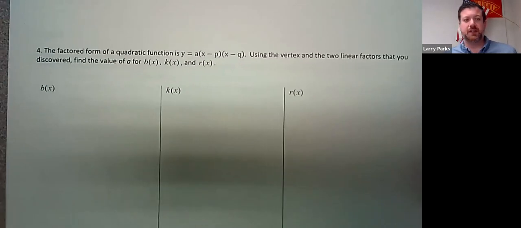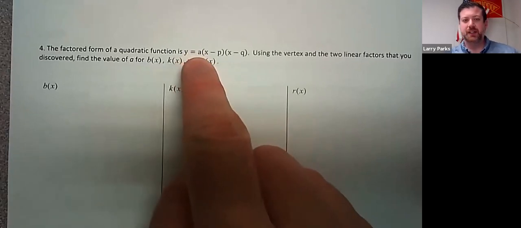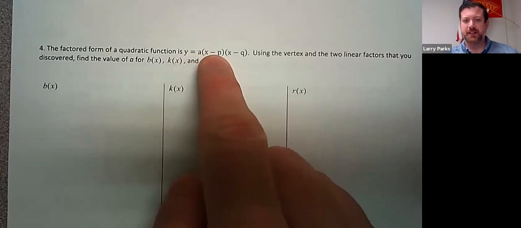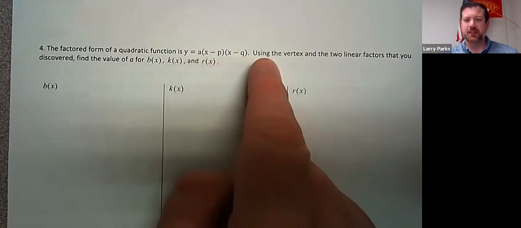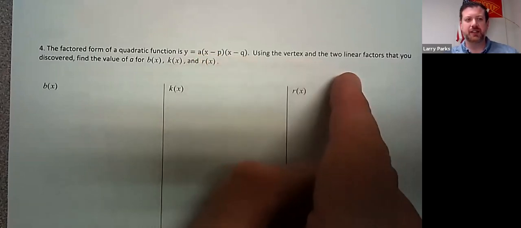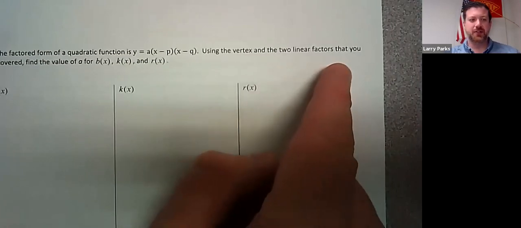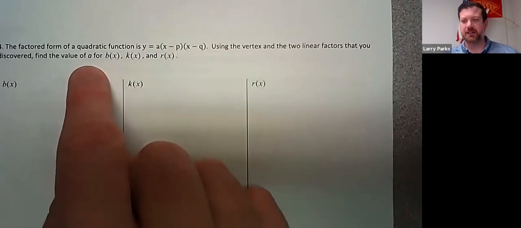So the factored form of a quadratic is y is the number that tells me how much stretched or compressed it is times the linear factors. So using the vertex and two linear factors that you discovered, find the a value.